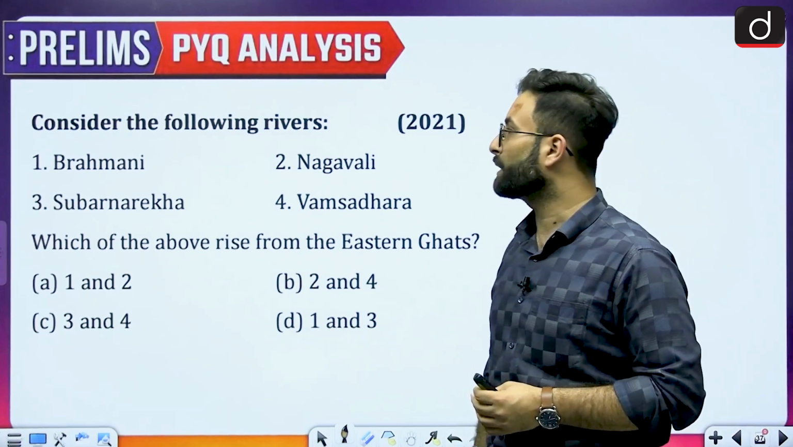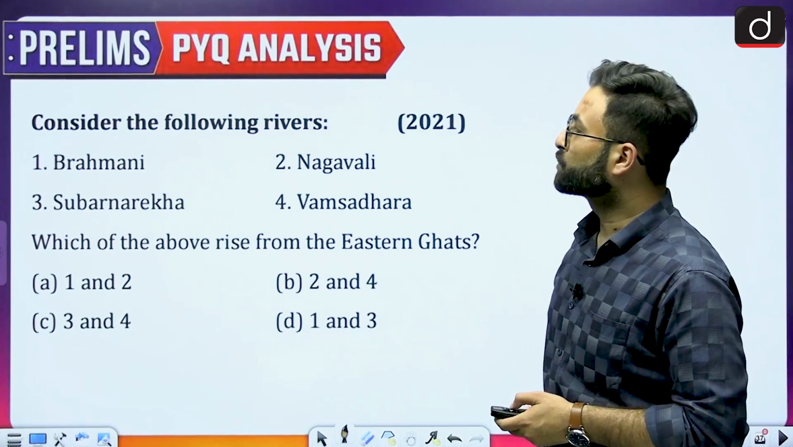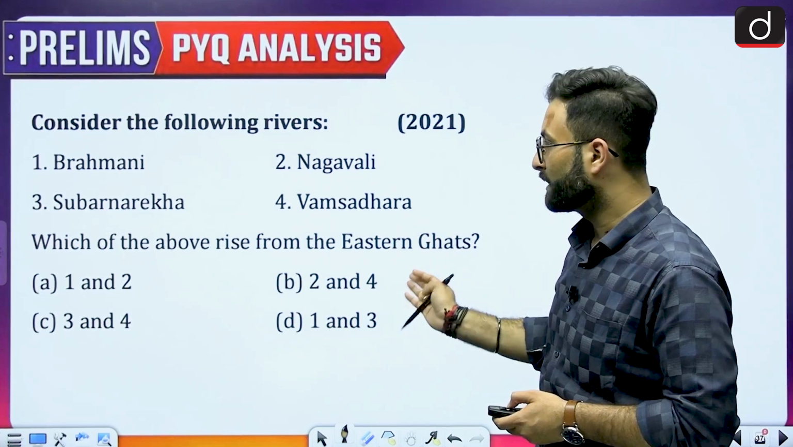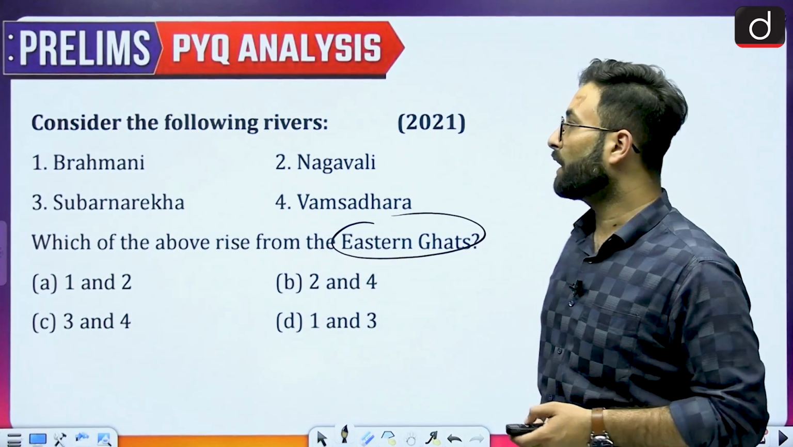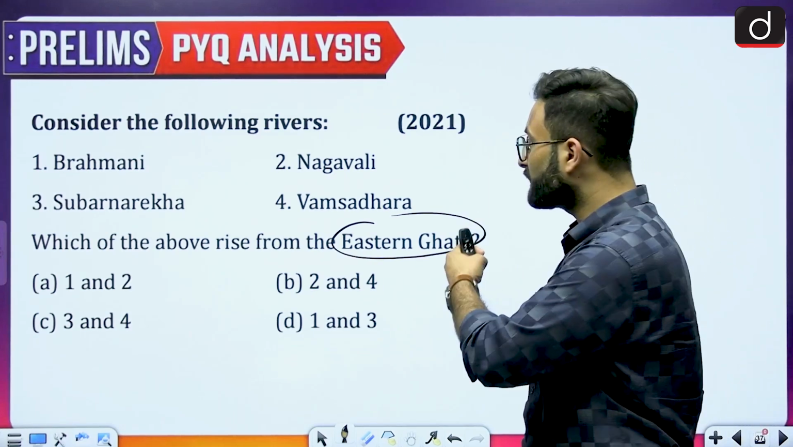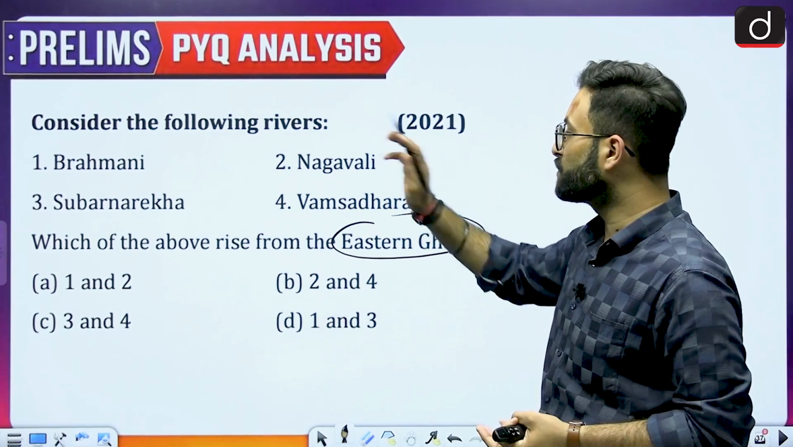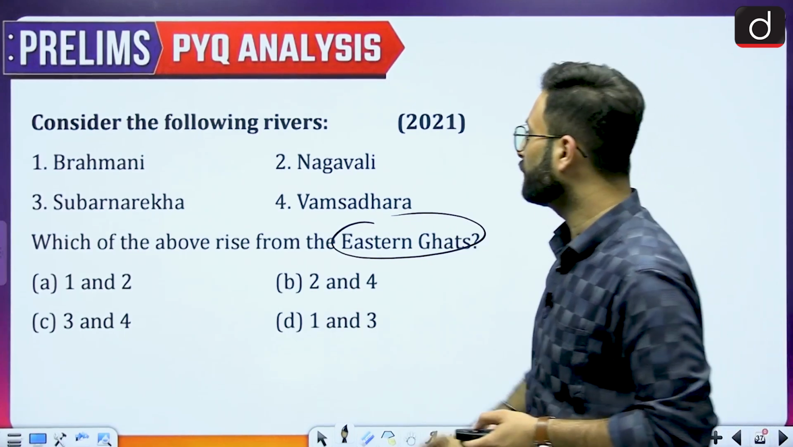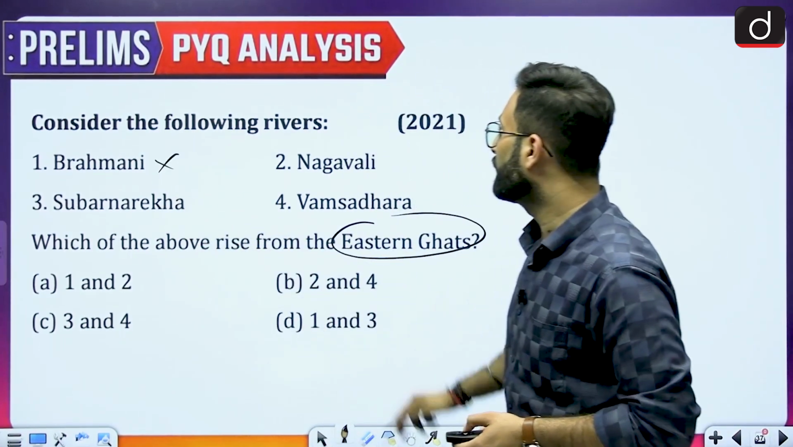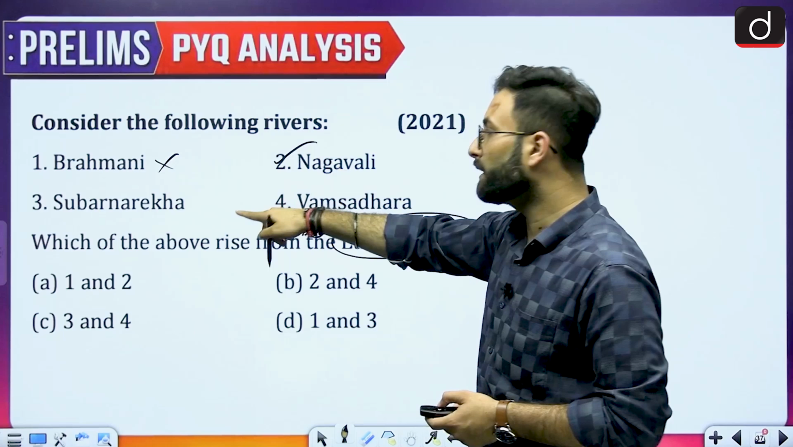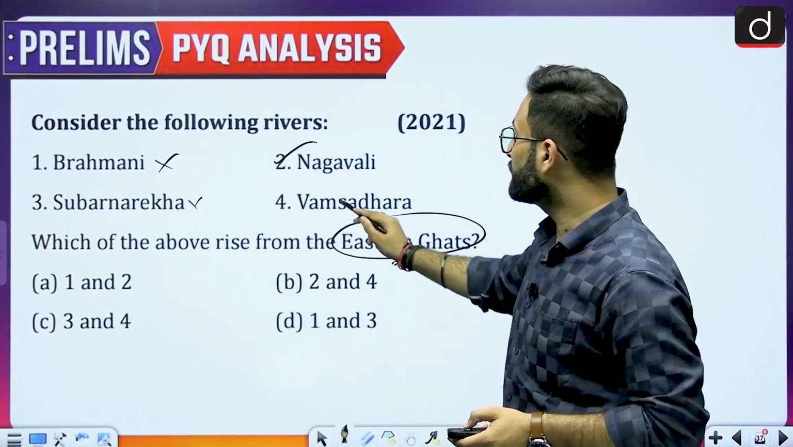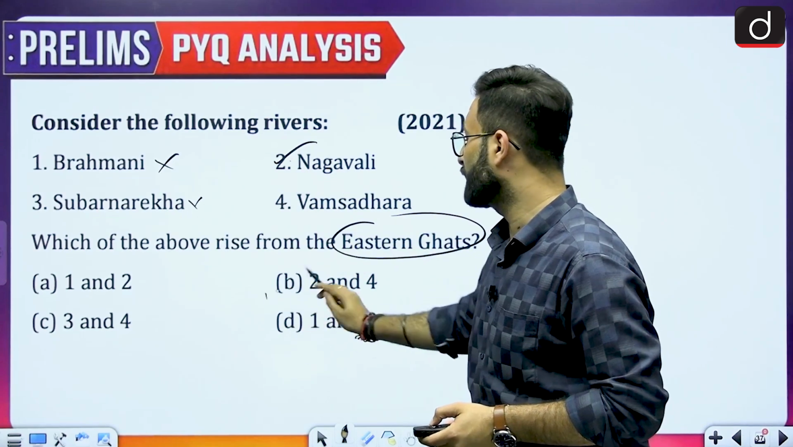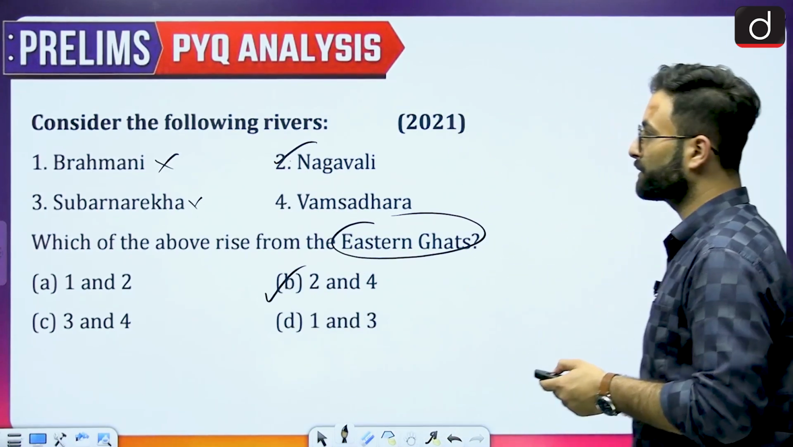Consider the following rivers: Brahmani, Nagavali, Subarnrekha and Vamsthara. Which of the above rise from the eastern Ghats? They are saying that the river rises from the eastern Ghats. Brahmani is not one of them, which I am sure of. Now coming to the next one, Nagavali, that is there. Subarnrekha is also not one of them, because we have seen that it is somewhere in Jharkhand. So 2 and 4 becomes your right answer. Option B would be your right answer.